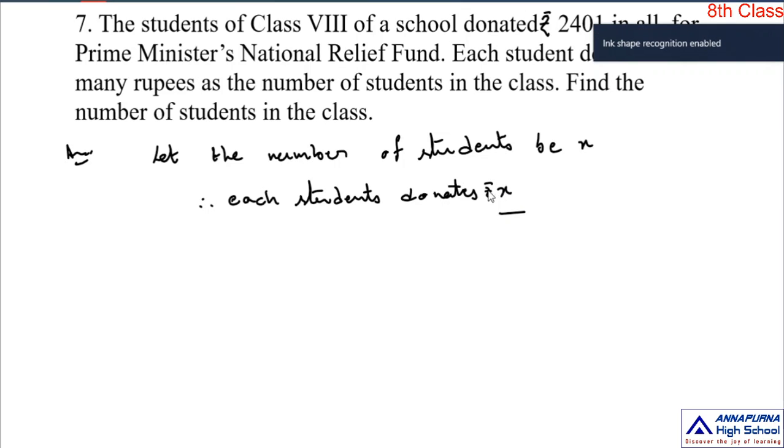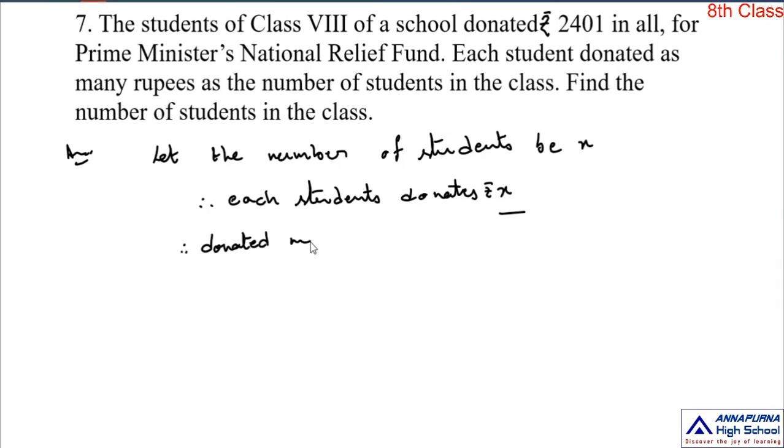From these two quantities, the total number of students donated how much money? Therefore, donated money is equal to, how to find it? Yes, there are X students in the class and each student donates X rupees. So how much money did they donate? X into X, number of students into money donated by each student, that is x, it is equal to x square.